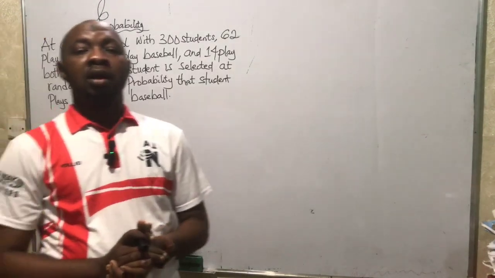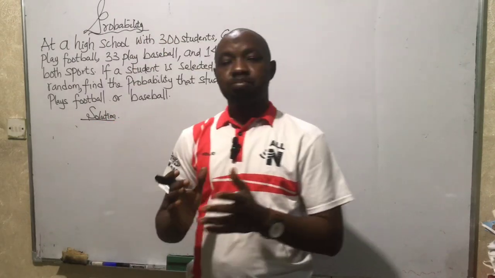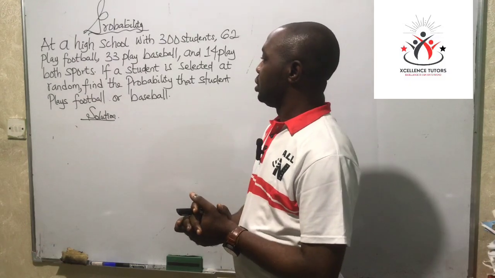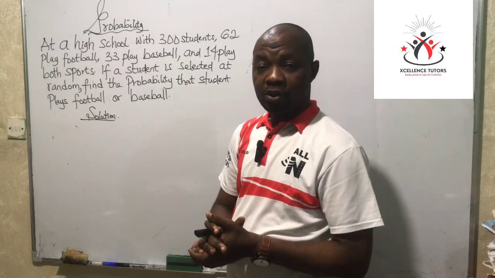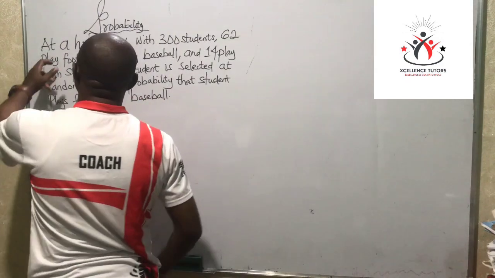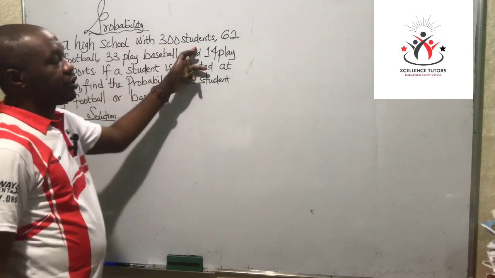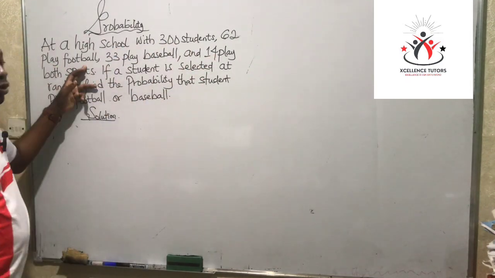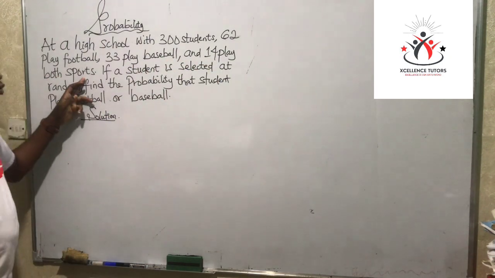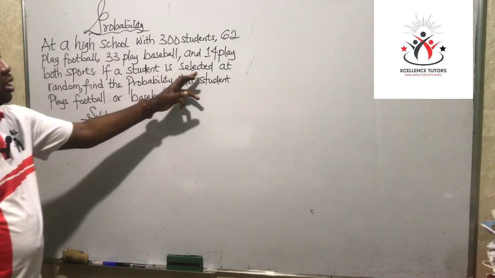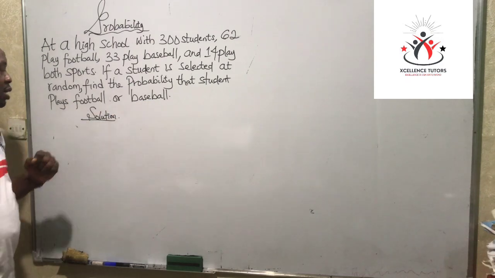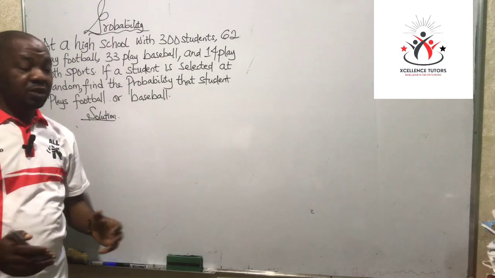Hello. Okay, we have a probability question, and this is one of the questions given to me by one of my students. At a high school with 300 students, 62 play football, 33 play baseball, and 14 play both sports. If a student is selected at random, find the probability that the student plays football or baseball.